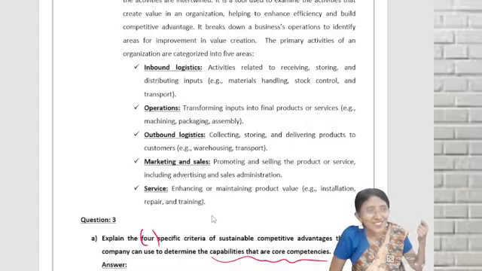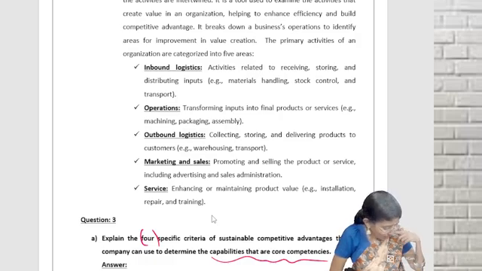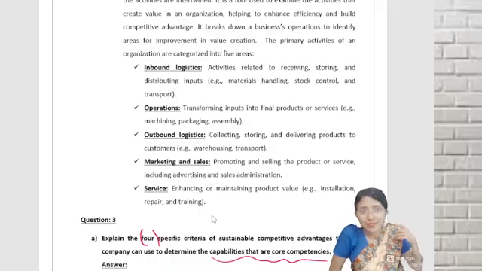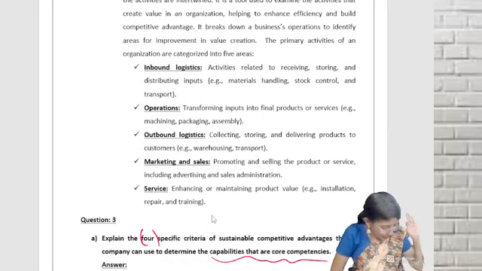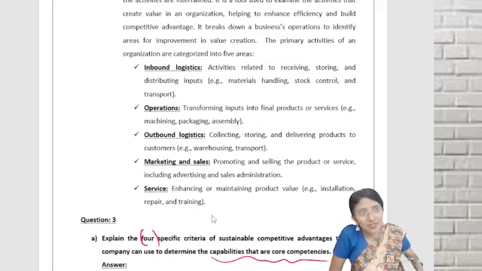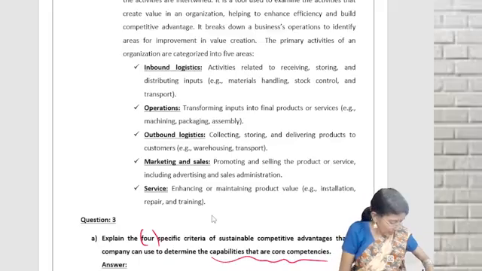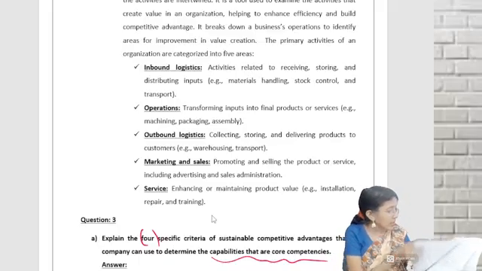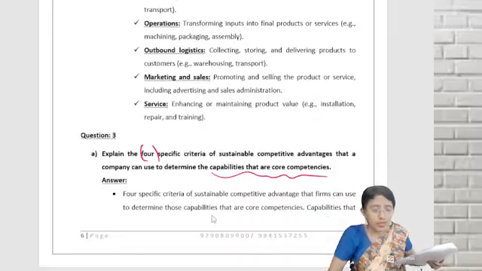Nice. I thought you'll remember that. Valuable or precious, costly to imitate, non-substitutable. You remember this? Rare. Those 4 points. Okay, that is one repeated question. So please make a note of these answers. I will show you also on the screen.